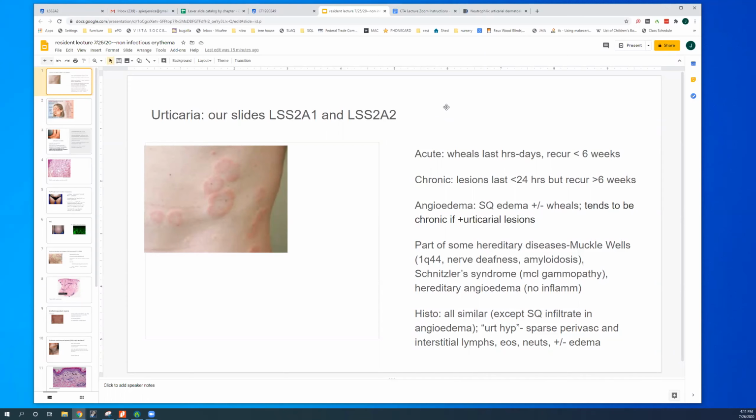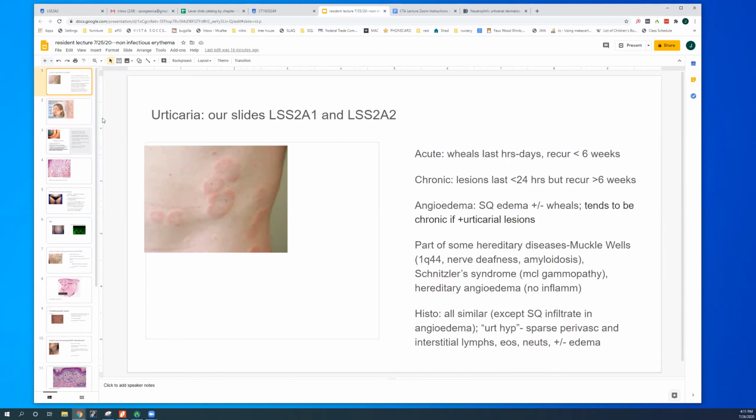And some things you might need to know for boards: urticaria can be part of some hereditary diseases, Muckle-Wells, Schnitzler syndrome. There's a hereditary variant of angioedema. Histology really is similar in all of these diseases, except for that subcutaneous infiltrating angioedema. And actually, interestingly, in hereditary angioedema, you're not supposed to have any inflammation, just the edema.